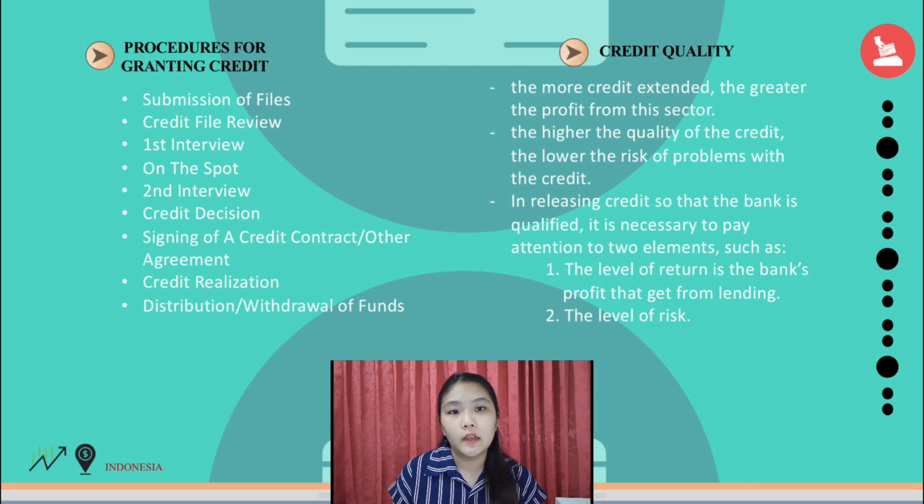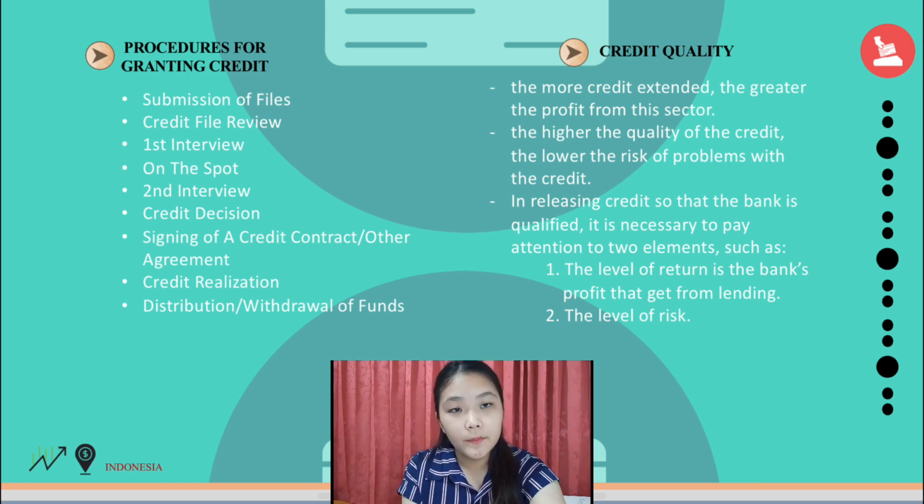And then number 2, credit file review. The purpose is to check if the file submitted is complete and correct according to the requirements. Number 3, the bank will do the first interview with the applicant. Number 4, on the spot check, to see whether what we see in the field corresponds to the actual conditions. Number 5, the bank will do a second interview. Number 6, the credit decision to determine whether credit will be given or rejected. Number 7, signing of a credit contract or other agreement. Number 8, credit realization. Number 9, distribution or withdrawal of funds.